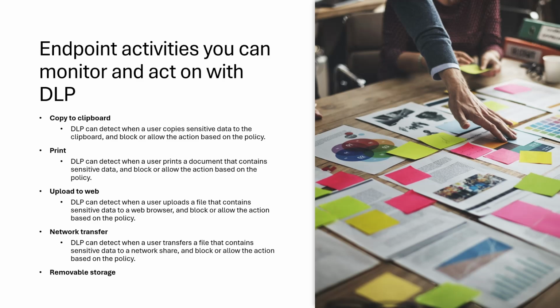For network transfers, it can detect when a user transfers a file containing sensitive data to a network share, and then it has the option of allowing or blocking the action, also based on policy. For removable storage, DLP can detect when a user copies a file that contains sensitive data to a removable storage device, storage devices such as USB drives, and then it can block or allow the action based on policy.